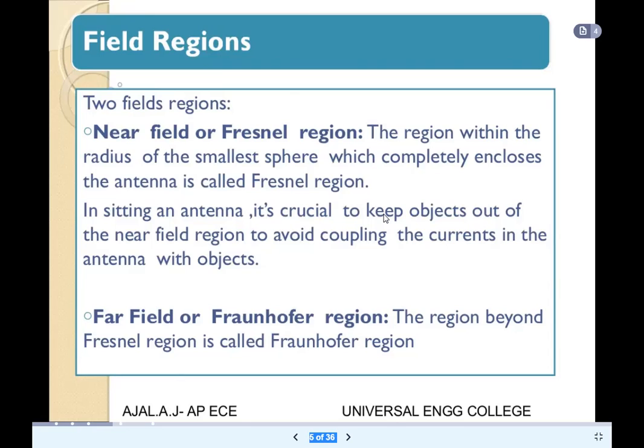Suppose we are setting up an antenna arrangement, it becomes more difficult to keep an object in the near field region, to avoid the coupling current in the antenna. Then the second most important region is the far field or Fraunhofer region. This region is beyond the near field region. This is called the Fraunhofer region.